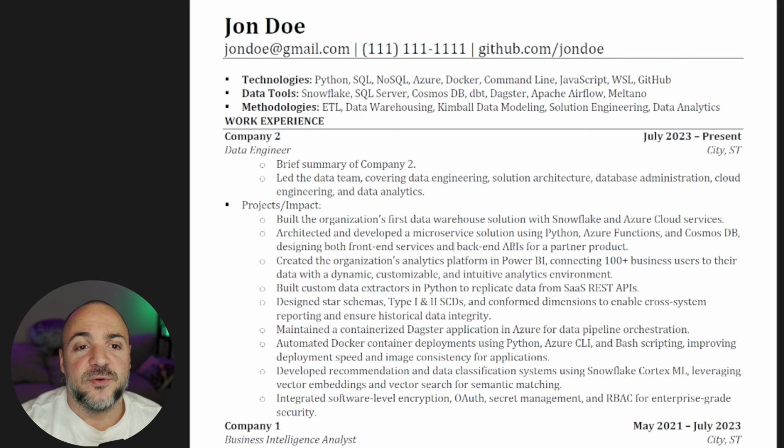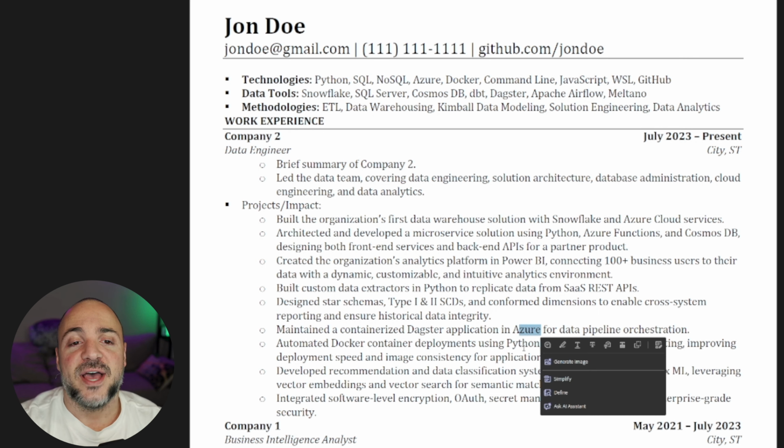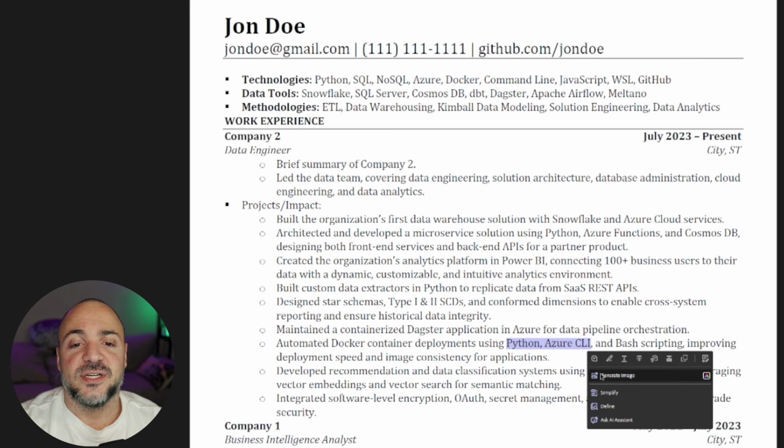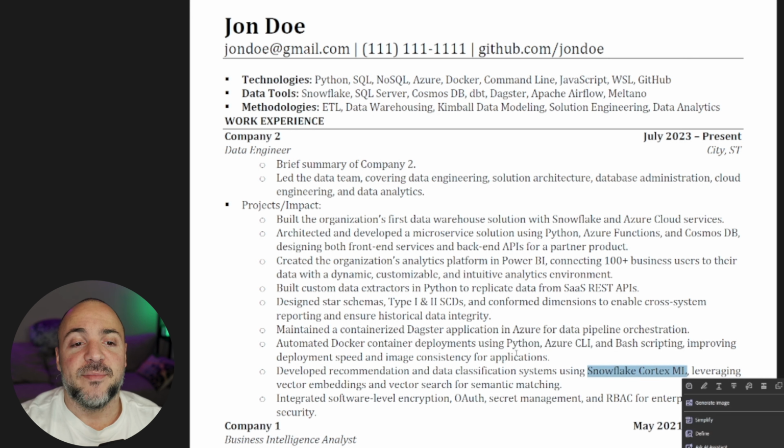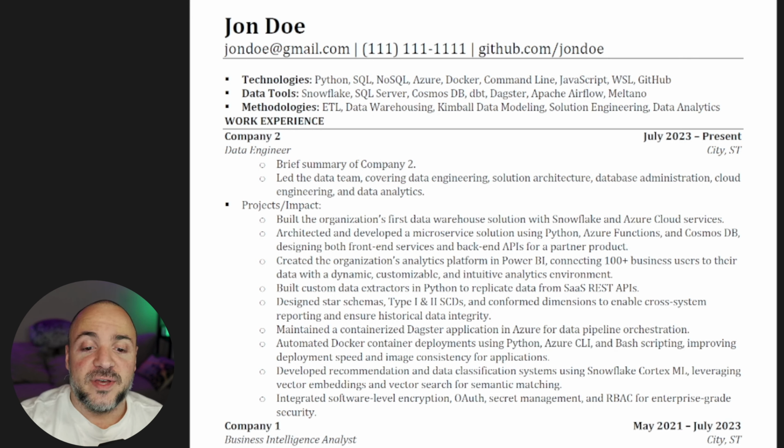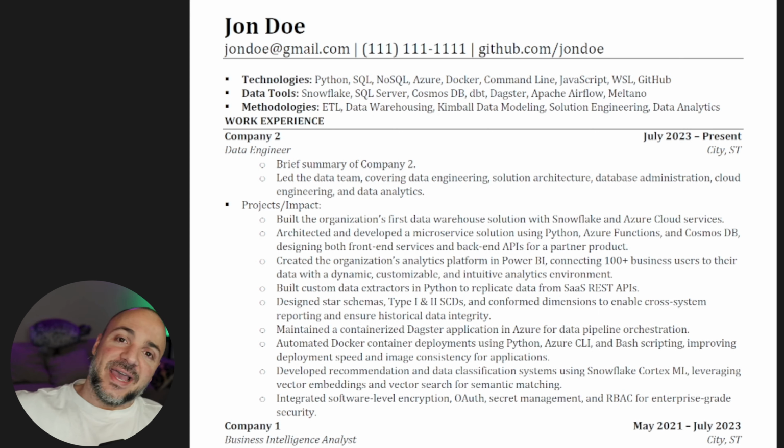Again, at a glance, if you were to just kind of scan through this, what I do really like is that not only did we have the technology, skills, and tools and stuff at the top, but we also see that throughout all of the listings here, right? So Azure, we see Python, Azure CLI, Snowflake, Cortex ML. If you look across all of it, like even SQL Server jobs, I really like that we have that sort of in line with the experience so that I'm not reading something and trying to guess at what was used there.